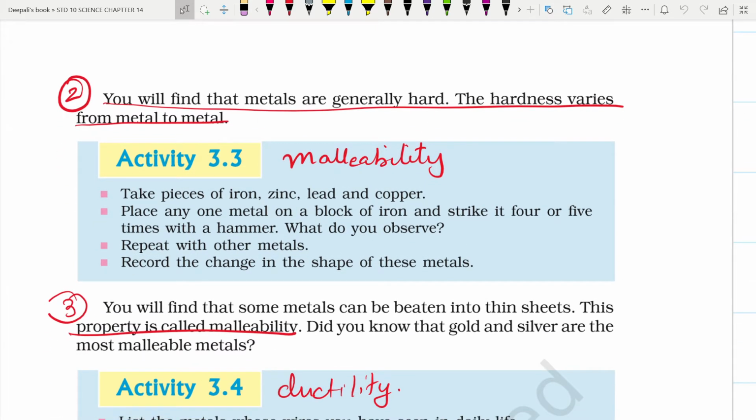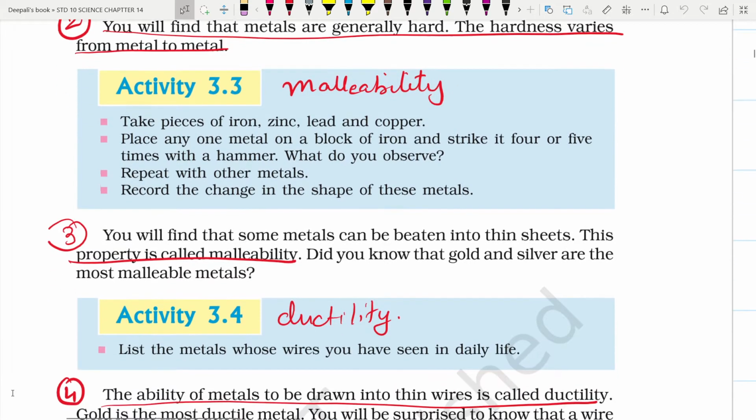Take a piece of iron, zinc, lead and copper. Place any one metal on a block of iron and strike it 4 or 5 times with a hammer. What do you observe? Repeat with your other metals. Record the change in the shape of these metals. You will find that some metals can be beaten into thin sheets. This property is called malleability. Did you know that gold and silver are the most malleable metals? So, this is the third property.